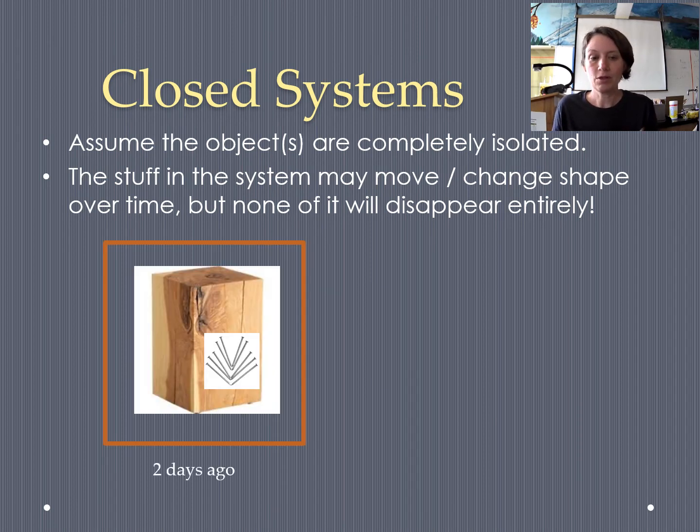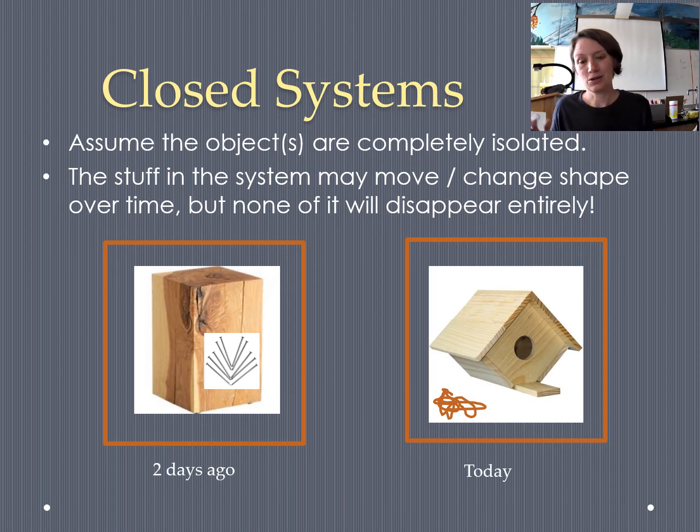So for example, that system we saw last page, which was a block of wood and some nails, maybe we have that labeled as, this is what this stuff looked like 2 days ago. Because it's a closed system and nothing is allowed to go in or go out, all that stuff has to stay in the system, but it can change shape. So maybe after a little bit of time and effort today, it looks a little different. Same block of wood, same nails, but today it has a different shape.